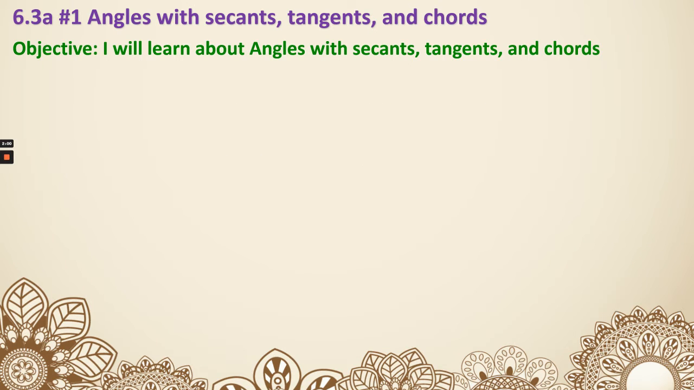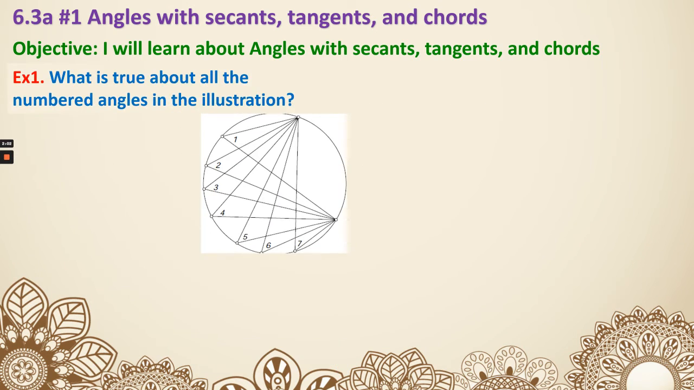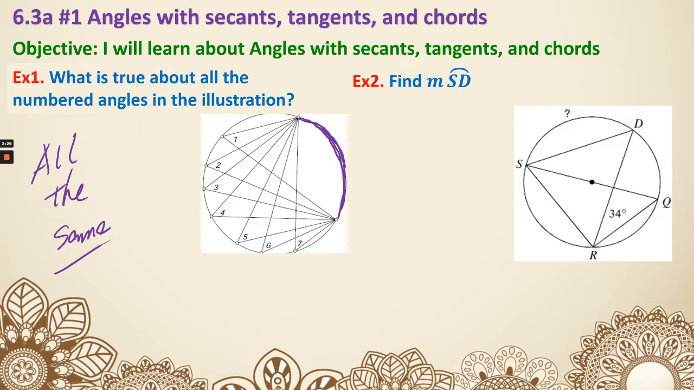Now let's use these and look at some examples. Example 1. What is true about all the numbered angles in the illustration? You can pause here to think it through. The idea is every single one of these numbered angles is facing this arc right here. So they're all going to be half of this arc. That is why they are all going to be the same.